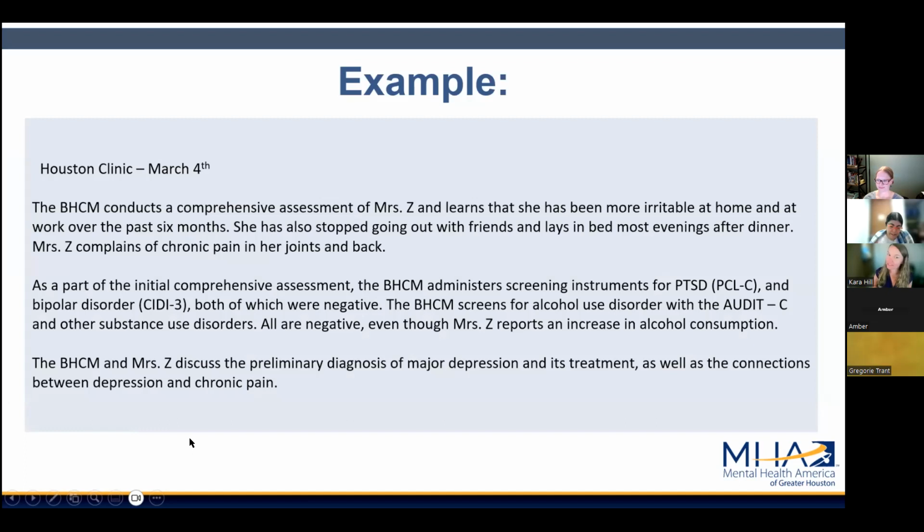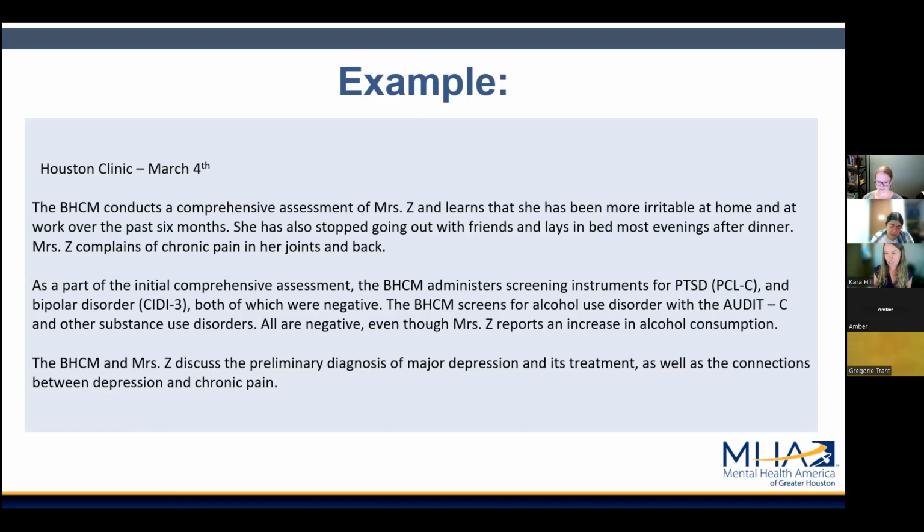Okay, so now the same month, you have a follow-up visit. The behavioral health care manager does a comprehensive assessment with the patient, learns more about irritability over the last 6 months, does this really initial assessment of what's going on, does some screening tools, and those are all negative on the other screening tools, but has the preliminary diagnosis of major depression.